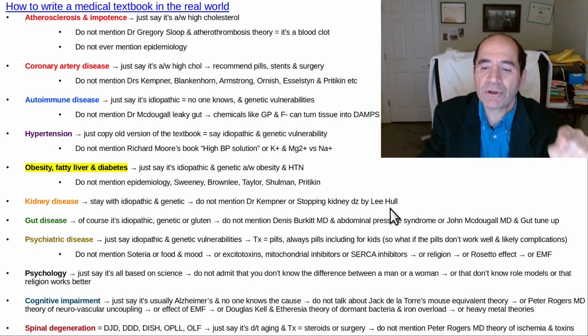I actually screwed up. I should have put Stopping Kidney Disease on my list of all-time great medical books. The guy was a real smart kidney failure patient, not a medical person, but real smart, and he summarized everything you can do to slow down kidney failure, and he reversed his own kidney disease.